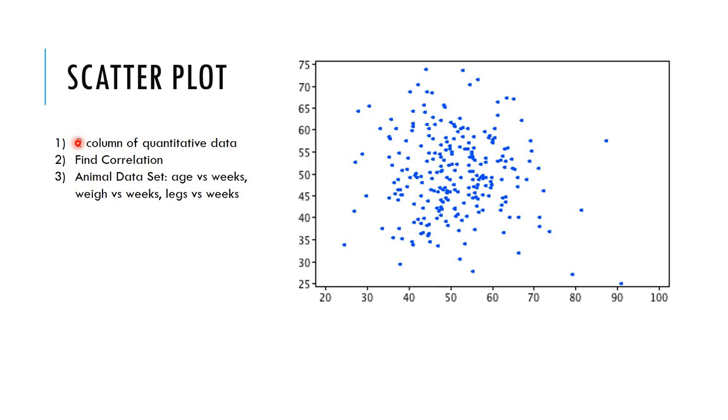A scatter plot is used for two columns of quantitative data, and we can use it to find a correlation. Is there a relationship between X and Y? As you increase X, will Y be increasing or decreasing or not at all? And so, for example, we can use the scatter plot to see if there's a relationship between age versus weeks, or the weight versus weeks, or the number of legs versus weeks, right? We could take two quantities, two numbers, and start plotting them to see if there's a relationship.